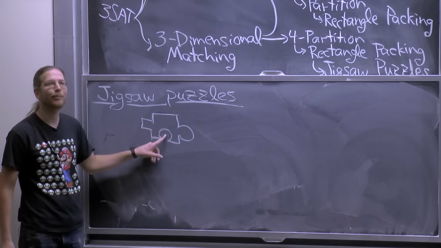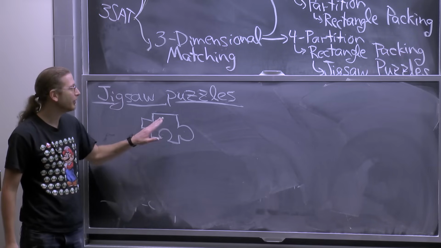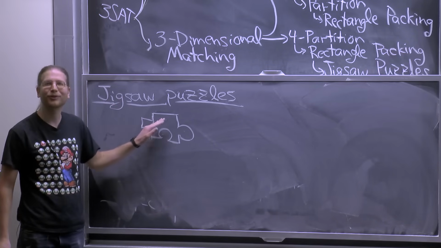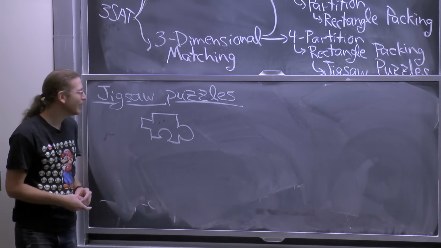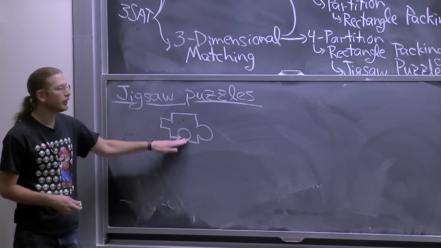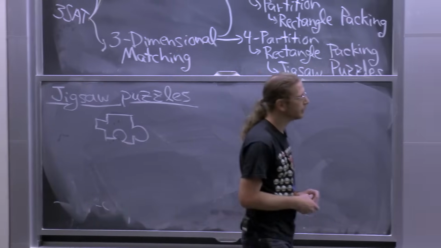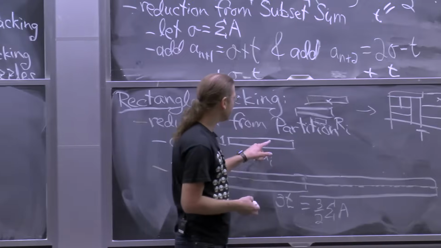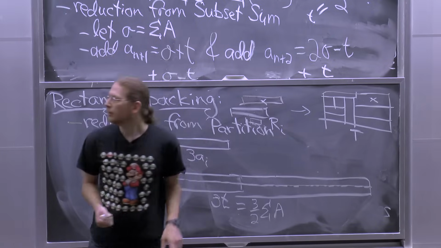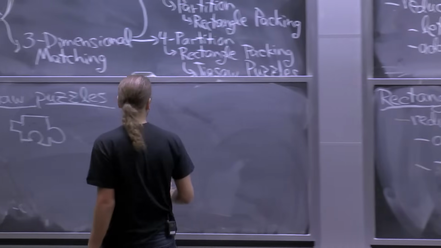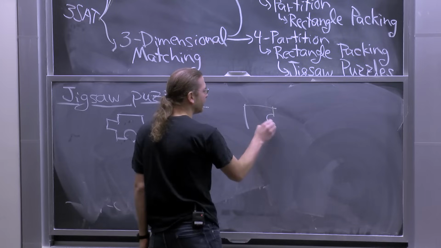This is what you might call ambiguous jigsaw puzzles. Plus, there's no image on the piece. So this is like hardcore jigsaw puzzles. This is NP complete. And what I'd like to do is to simulate a rectangle with a bunch of jigsaw pieces. So it would look something like this.